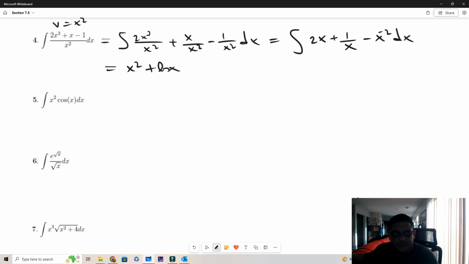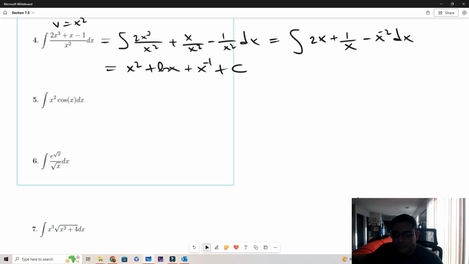And this is just going to be, when I integrate this, x to the minus 1 over minus 1. So this is plus x to the minus 1 plus c. And so the key here is in knowing that I can simplify each of the terms if I can do this division of each of the parts of the integral. So it's a simplification. Number 5, again, is a power of x by a trigonometric function.